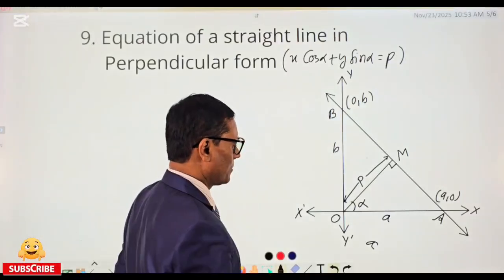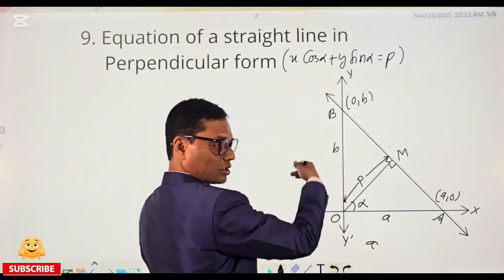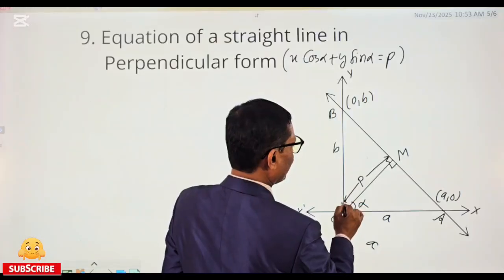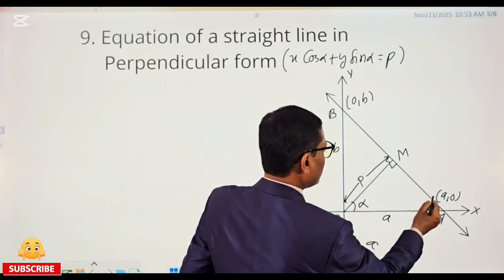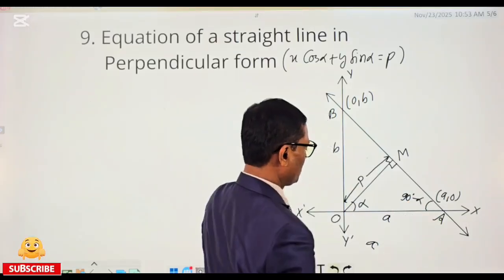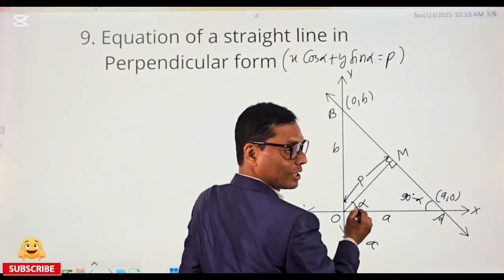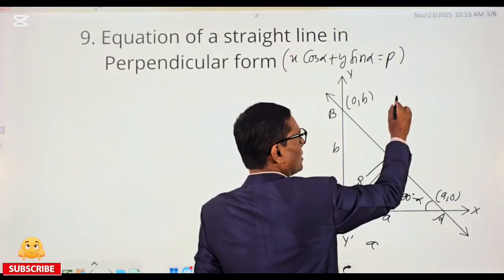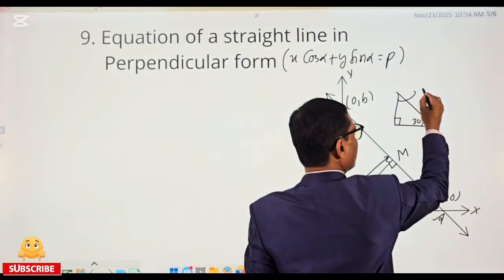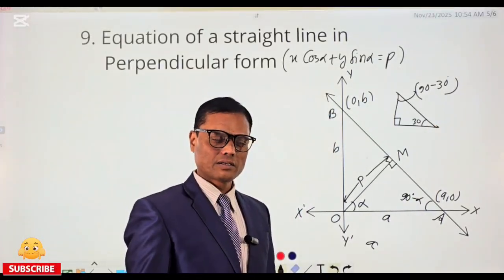Now I am going to tell you one thing. If this side is 90 degrees, that side also will be 90 degrees. So what is this angle? This angle is 90 degrees minus alpha. How? In this right angle triangle OMA, one is the right angle, another is an acute angle, so the next angle will be 90 degrees minus the given angle. This always happens in a right angle triangle, don't forget.